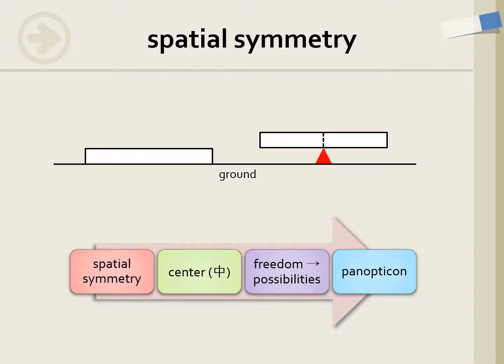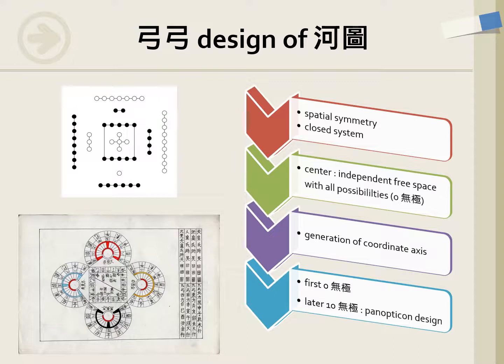Two series of the symmetry breaking made another symmetrical state. It's a spatial symmetry, and it gives some degree of freedom to control the whole system more efficiently. The spatial symmetry of the yellow river diagram makes a closed system. The center of the system is an independent free space that has all possibilities. It serves as a coordinate axis. At first, it is Uchi state, 0, because nothing is plotted at the coordinate axis. Later, it can be differentiated to 10 Uchi state.